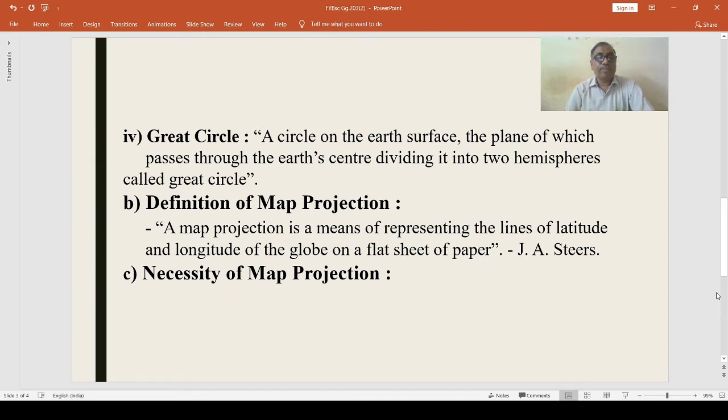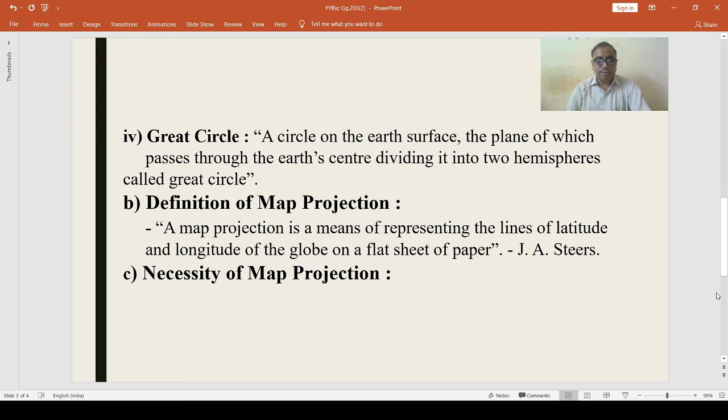Then, the definition of map projection. The definition of map projection is given by J.S. Tiers. A map projection is a means of representing the lines of latitude and longitude of the globe on a flat sheet of paper.